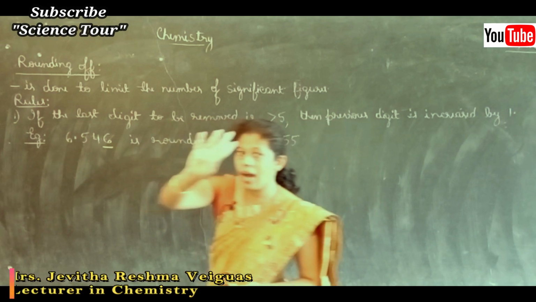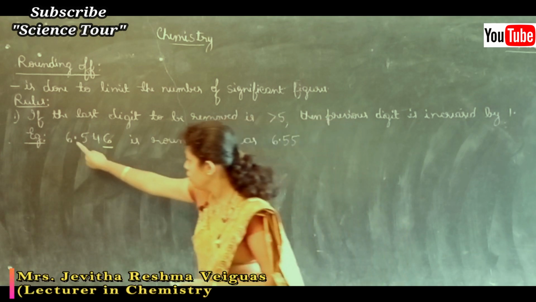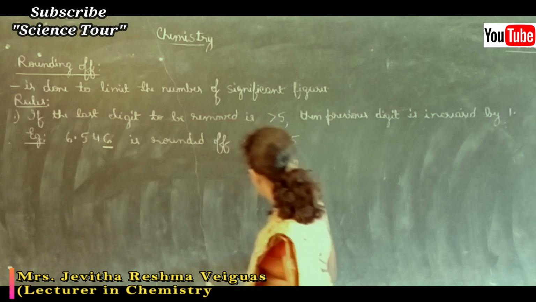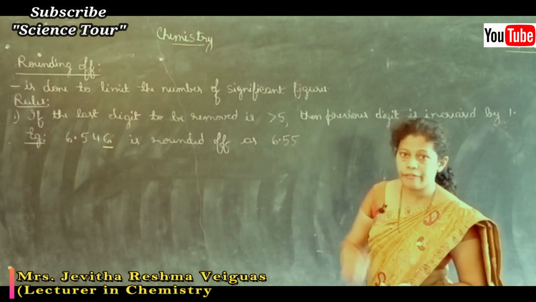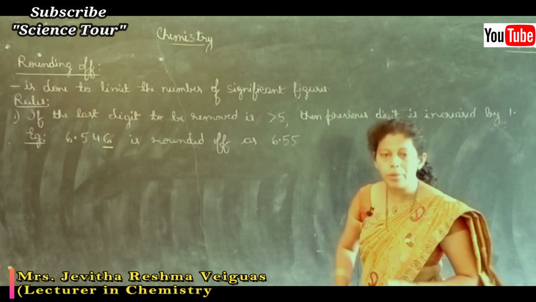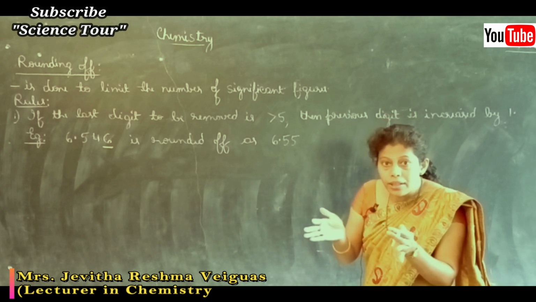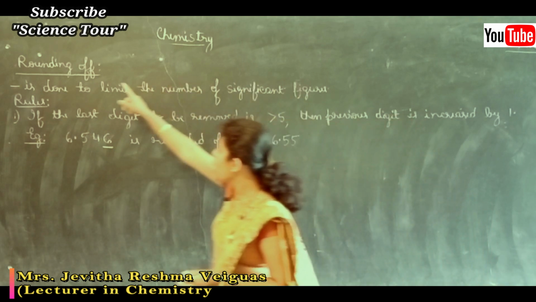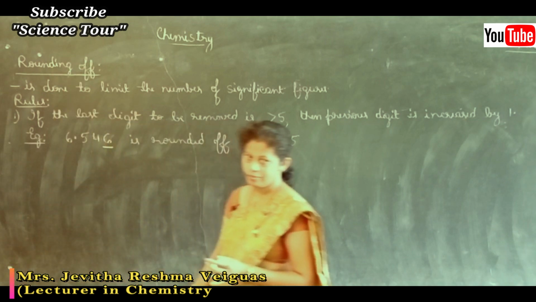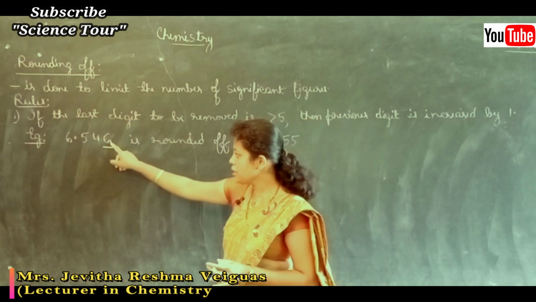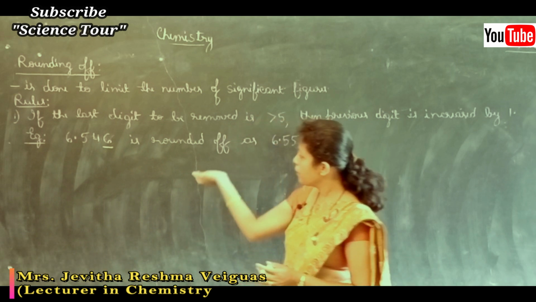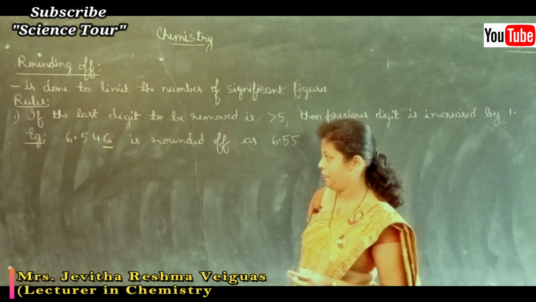Before rounding off, I had 4 significant figures: 1, 2, 3, 4. After rounding off, I have 3 significant figures. I have decreased the number of significant figures. I have limited the number of significant figures. To do that, I have done rounding off. If the last digit to be removed is more than 5, the previous digit is increased by 1.